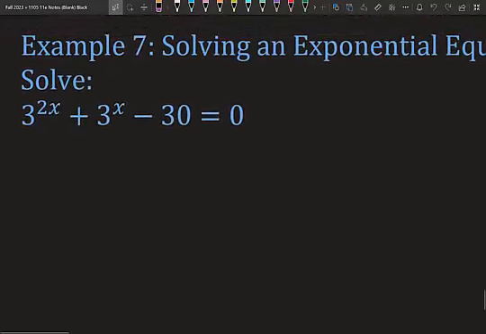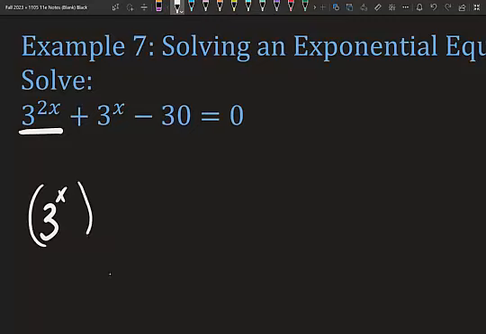So our goal is to make everything kind of start to look the same. What does that mean? Well, I'm just going to start writing and you'll get what I mean. We can change 3 to the power of 2x. We can actually change that to 3 to the power of x all to the power of 2, because, right, you just distribute it back. It's the same thing. And that's plus 3 to the power of x minus 30 equals 0.